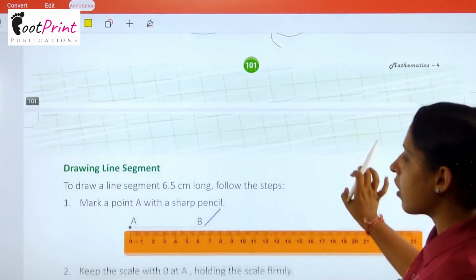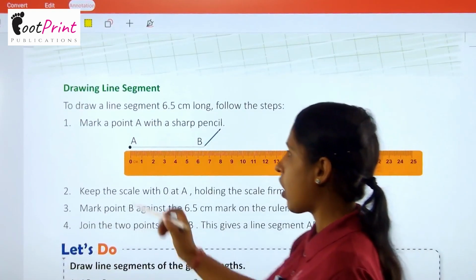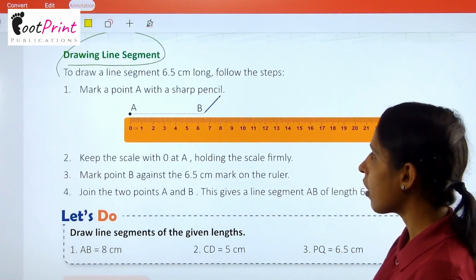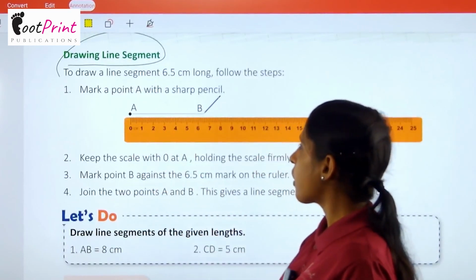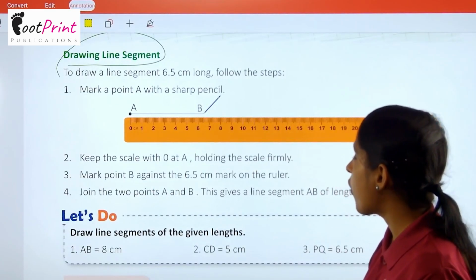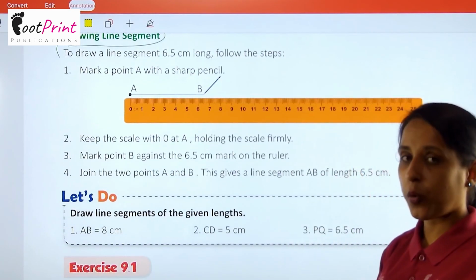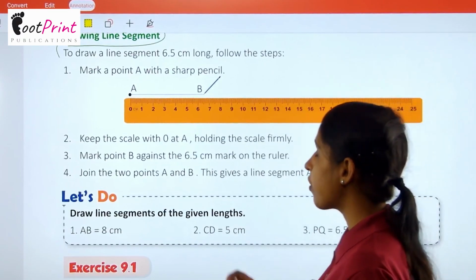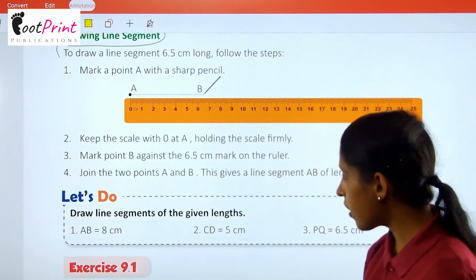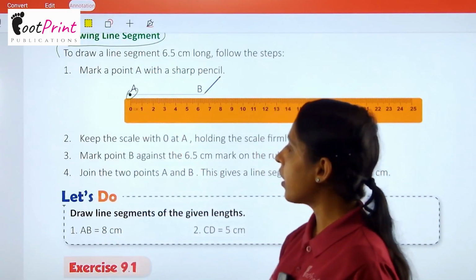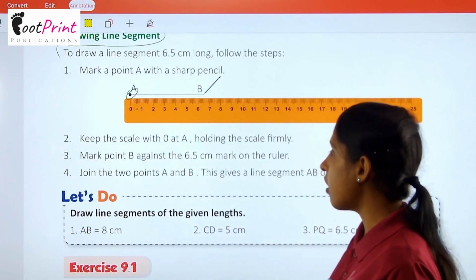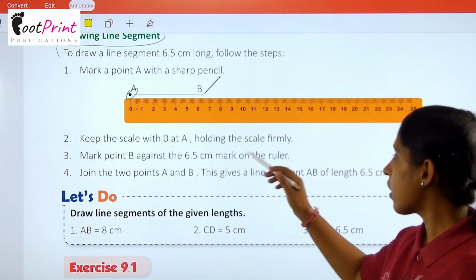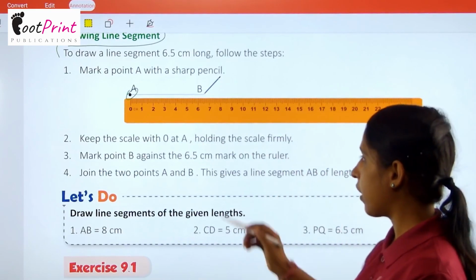OK, now drawing a line segment. Now how do we draw a line segment? To draw a line segment 6.5 centimeter long, follow these steps. Now what do we have to do? We have to draw a line segment of 6.5 centimeter. So first mark a point A with a sharp pencil. First we mark point A. Then keep the scale with 0 at A. We will keep the scale on point A, holding the scale firmly. We will hold the scale well and straight.